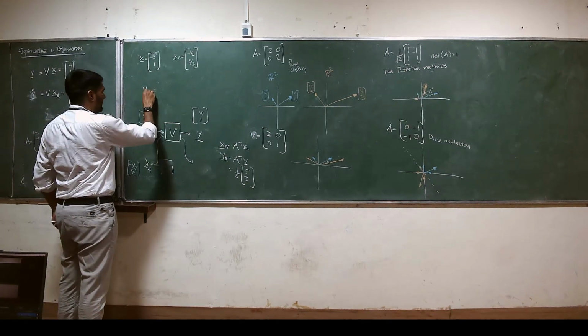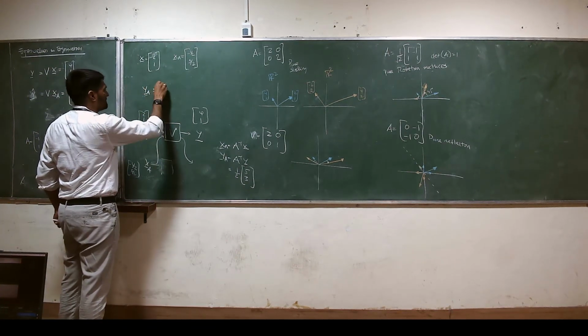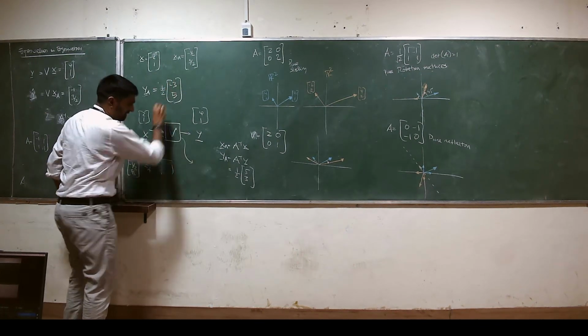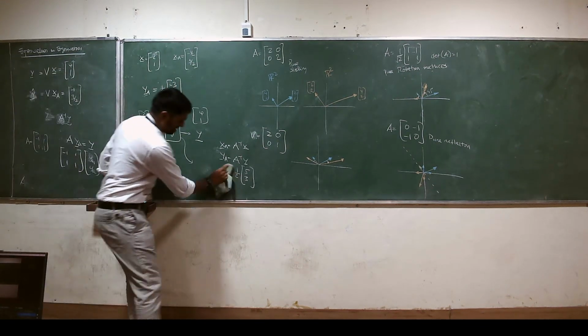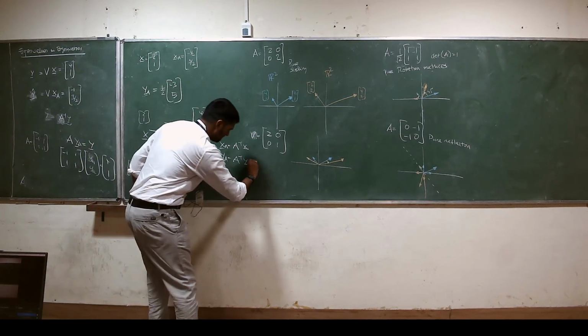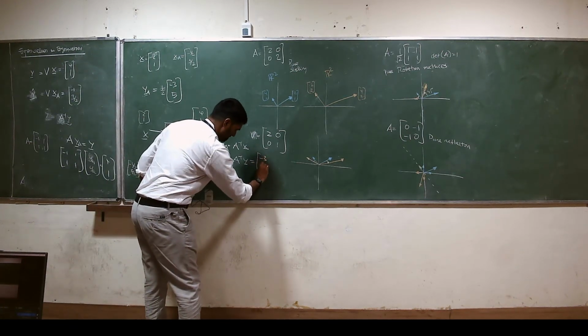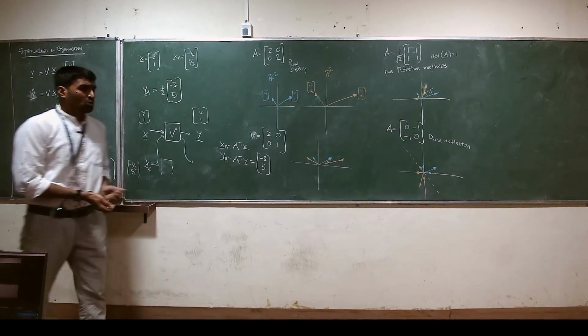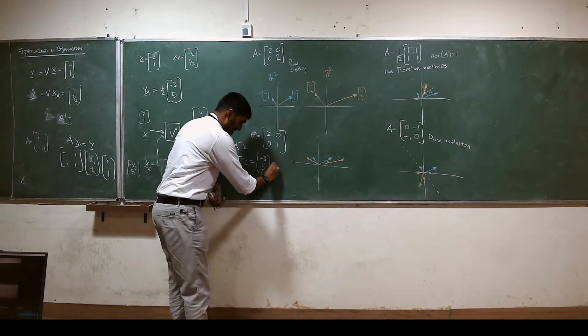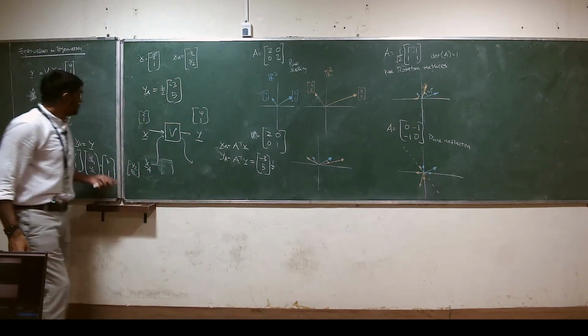So YA is 5. Yeah, so this is. So I should get minus 3, 5 into half. What do I get instead?